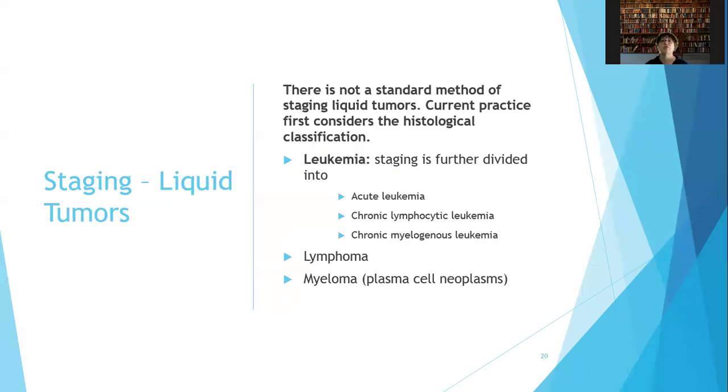For liquid tumors, they have different things. There's not a standard method like the TNM like there is for solid tumors. So usually leukemia has its different categories, which we'll talk about next quarter. And then they talk about just the histological classification. So it's a lymphoma or a myeloma or a leukemia.